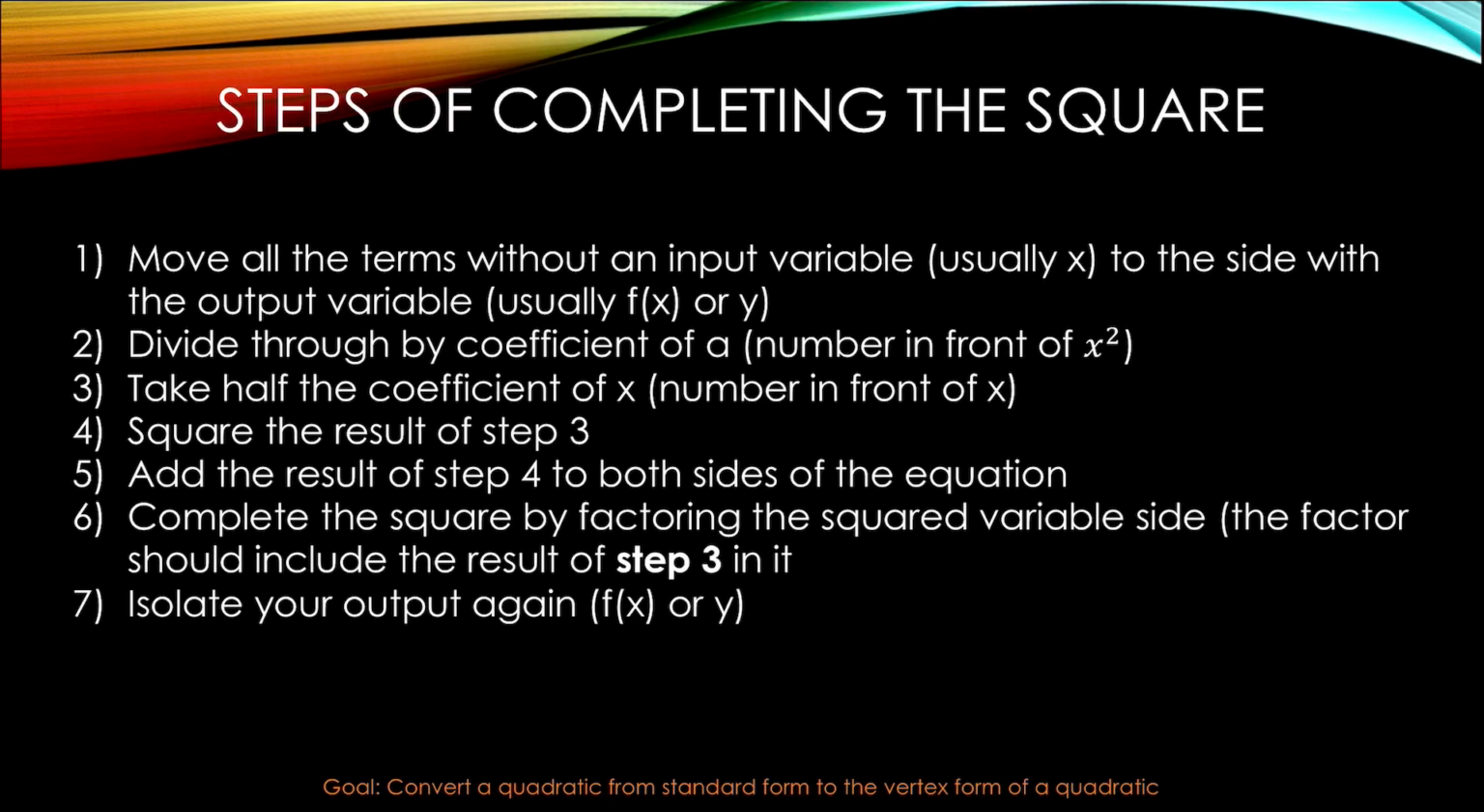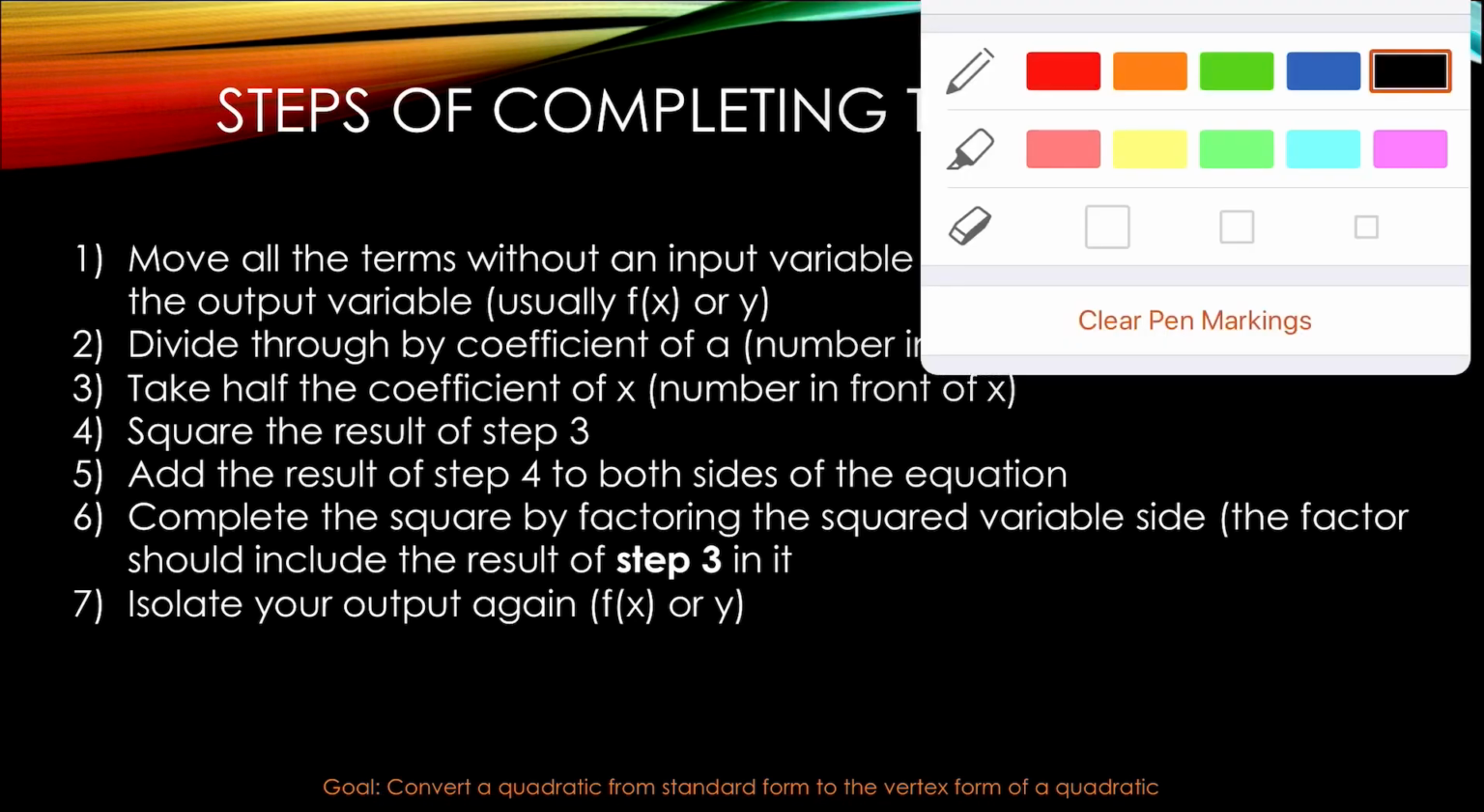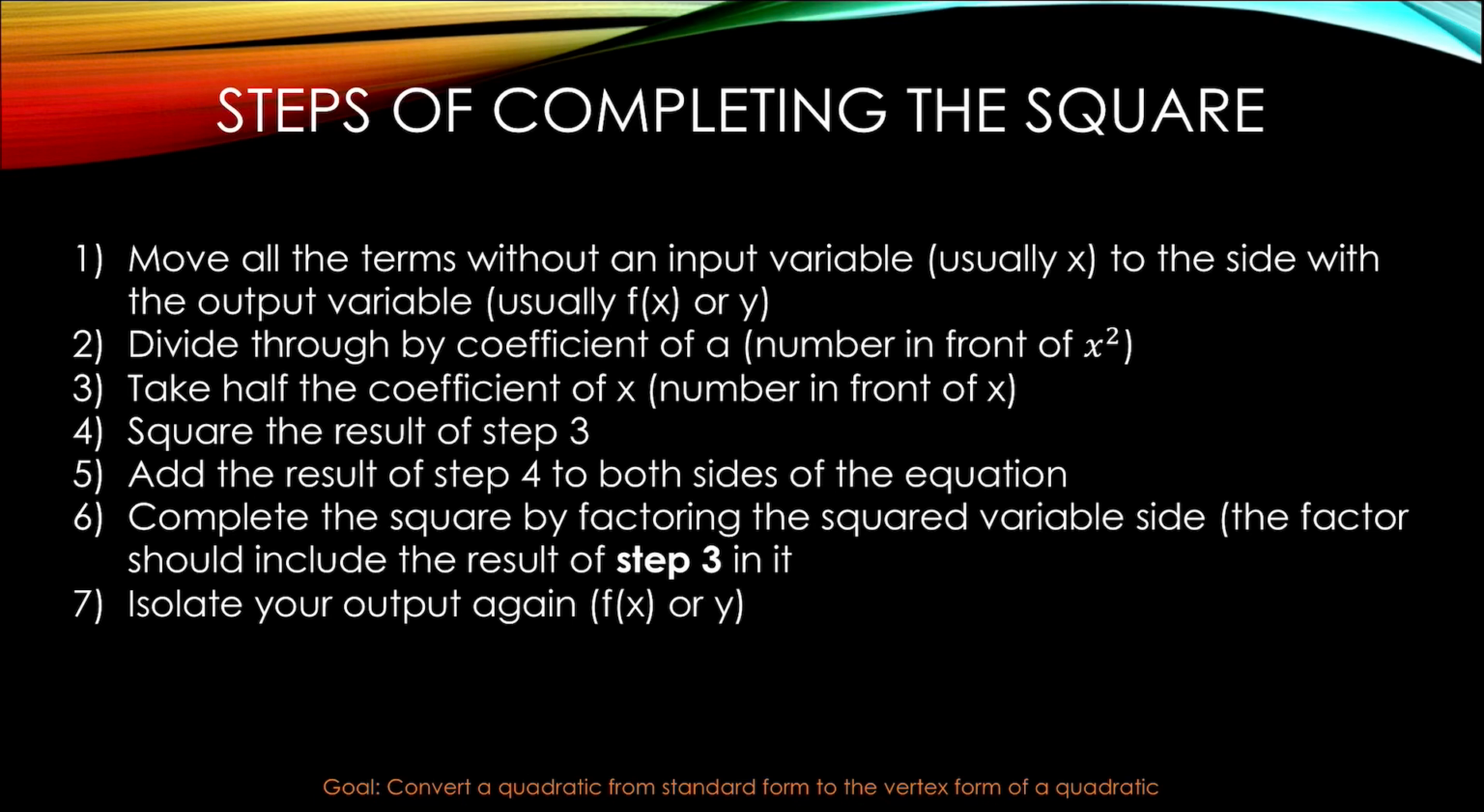Let's look through the steps. First, move all terms without an input variable. Anything that doesn't have that input variable, we call that our x, we want to move to the other side. If it's on the right side, we want to move it to the left side. If it's on the left side, we want to move it to the right. We want to only have input variables, or x's, on one side, and we move it to the side that has the output variable, or y. Remember, f of x is our fancy y.